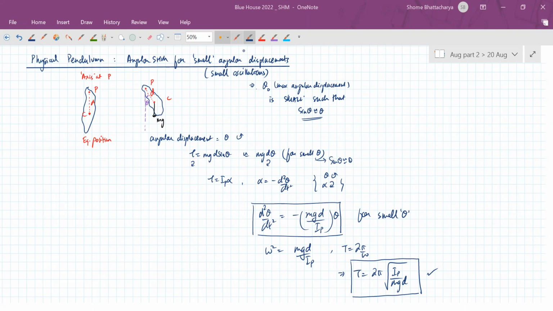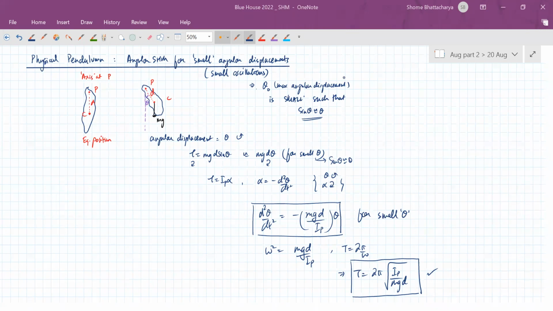Jagannath, this is a condition which I've just mentioned again over here: I should be able to approximate sine theta as theta. For that, theta should be small. By small, we mean that in degrees, theta should be less than about 5 degrees. But remember, theta will actually be substituted in radians.